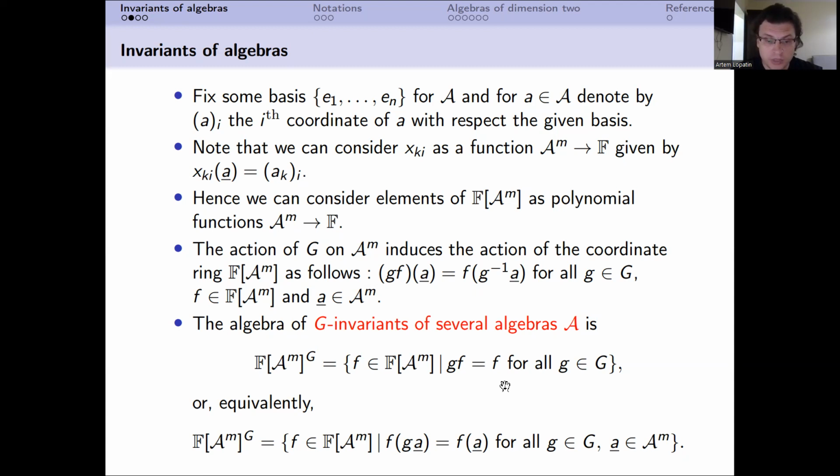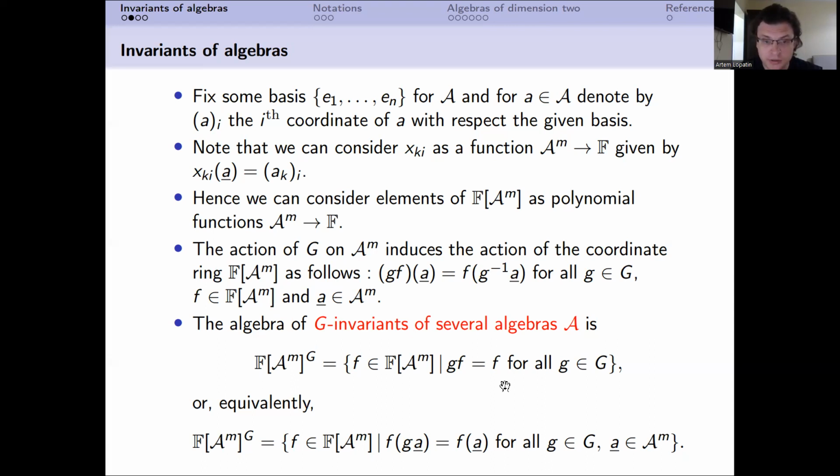So we may be interested in how to answer the following question. If we have two elements, how can we find out whether they are on the same orbit or not? And another question is to give a representative of all orbits of this action. So these are two closely related questions, and they are quite important. And invariant theory gives a first step in the direction of solving these problems.